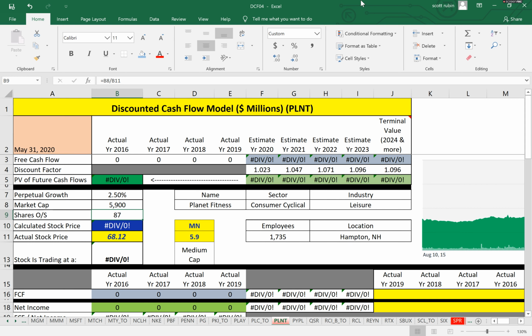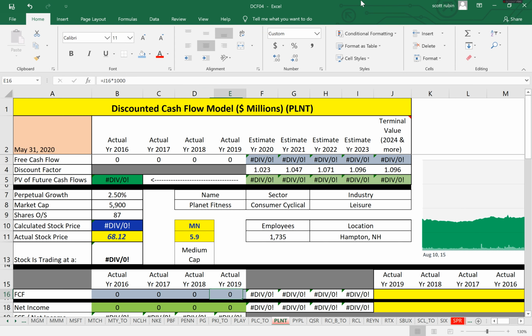What we're going to do is estimate future free cash flow of the company, then discount that number back to today's dollar amount, and that gives us the intrinsic value of the company. Then we're going to divide that number by 87 million to get the stock price, and we're going to see how it compares to the actual stock price.